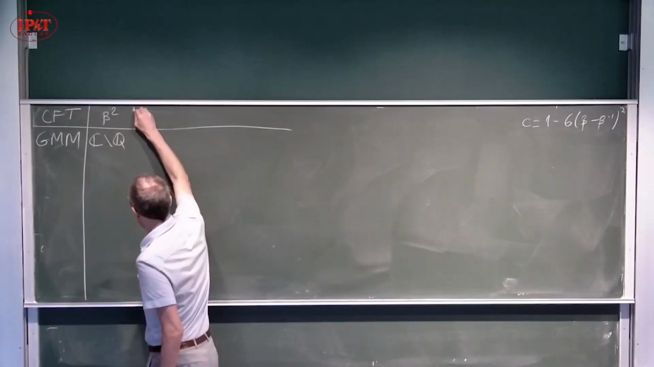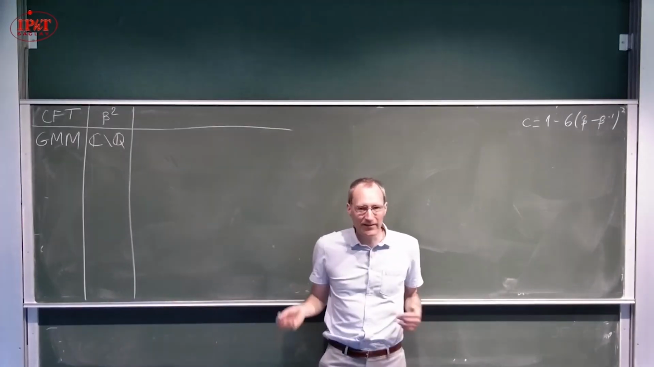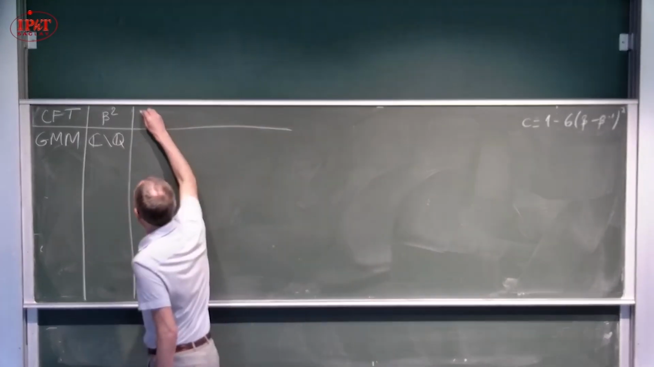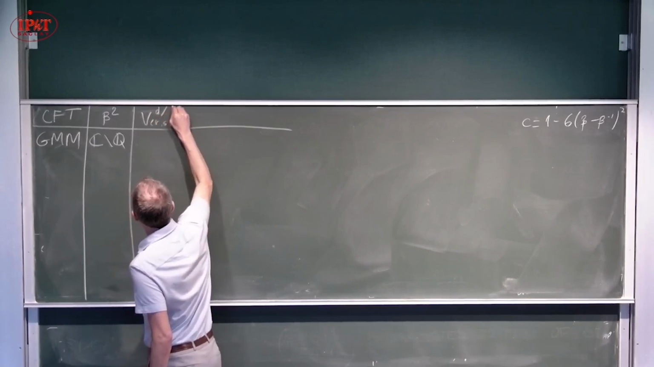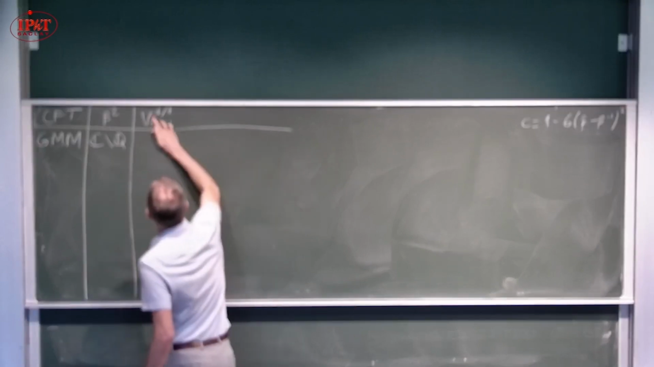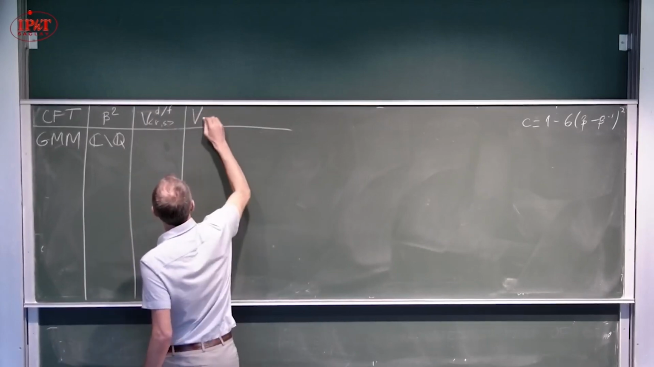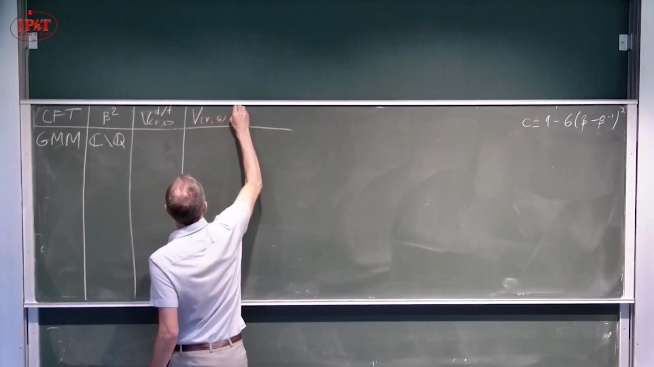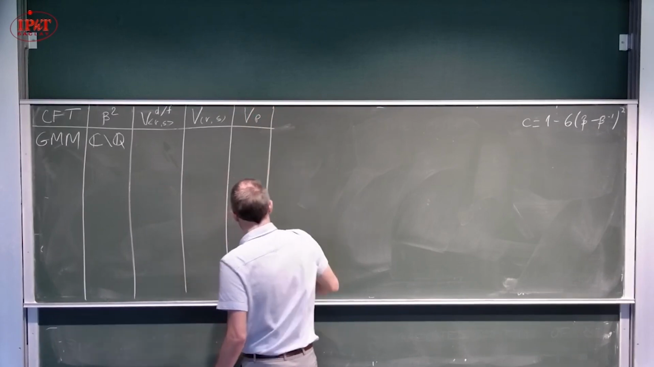And then in each CFT, I would like to indicate the spectrum of primary fields. So starting with the degenerate field, V_RS, degenerate or just fully degenerate. Then we may have non-diagonal fields. And then we may have diagonal fields.